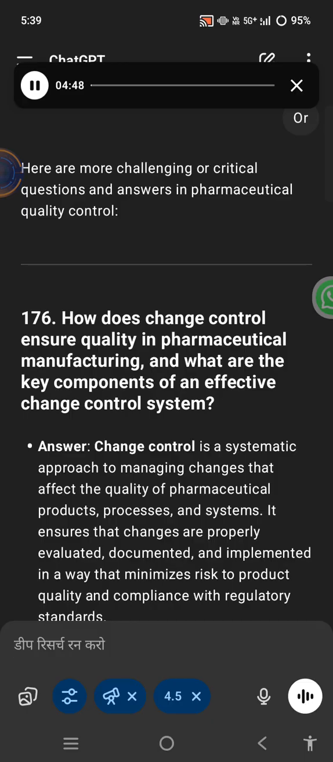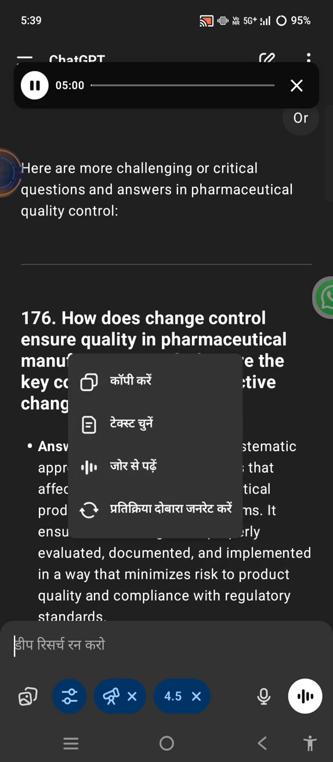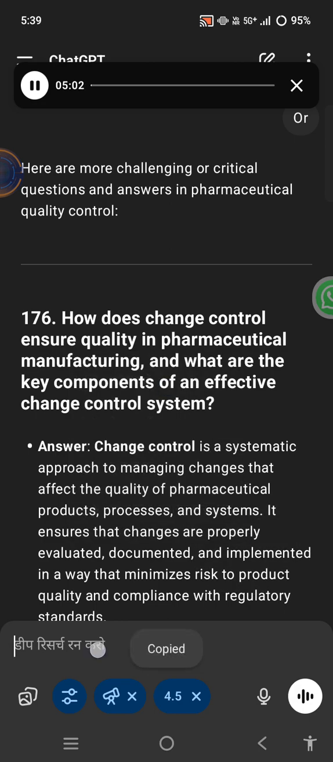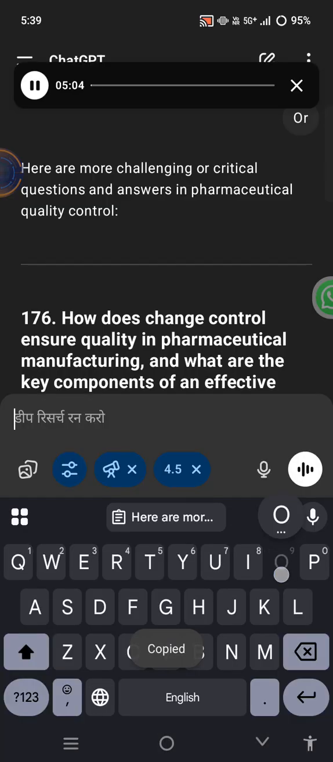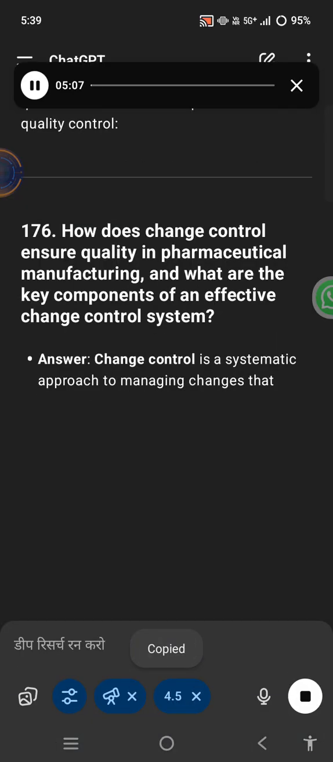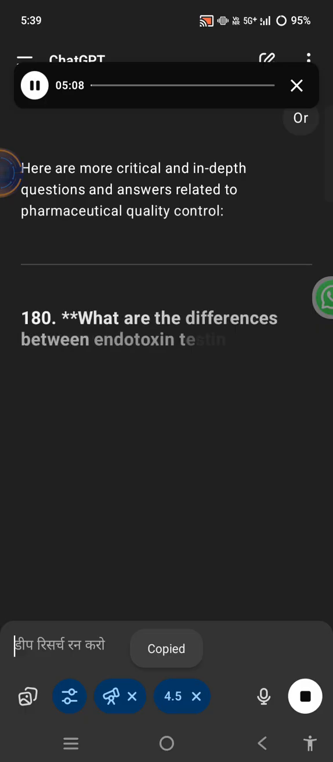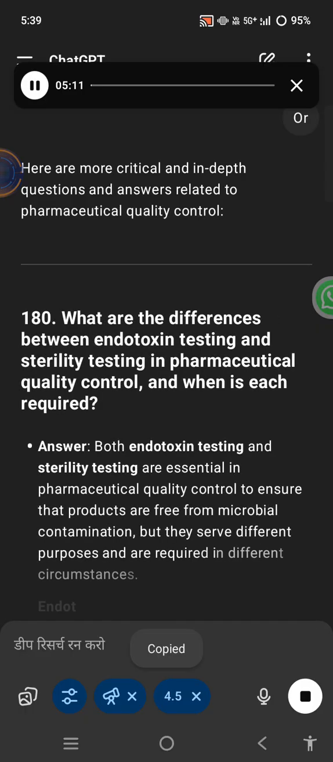158. How do you define process control, and why is it crucial in pharmaceutical manufacturing? Answer. Process control refers to the monitoring and control of the variables involved in the manufacturing process to ensure the consistent production of high-quality products. It involves the use of data, sensors, and automated systems to track critical process parameters and make adjustments to maintain the desired product quality. Importance of process control.